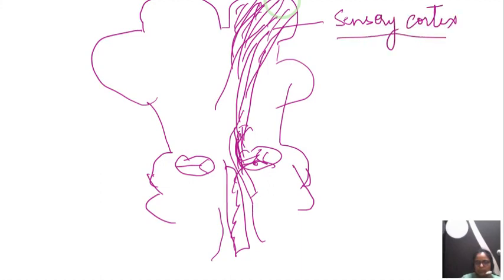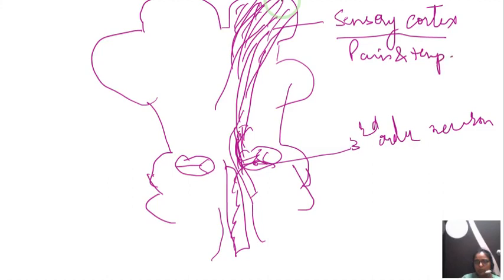Fine. Your third order neuron forms at the VPL nucleus, and from here it sends its impulses to the sensory cortex. There it senses the pain and temperature, because the lateral spinothalamic tract is for pain and temperature. It processes the sensation and then sends its response via another descending tract to the effector. Fine. So this is your lateral spinothalamic tract. Any problem? You don't have to remember its name.